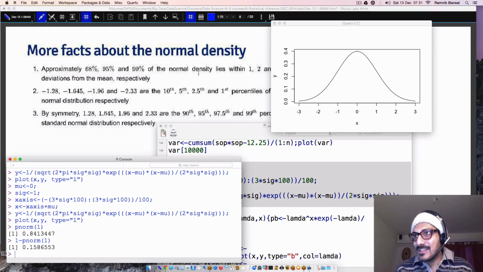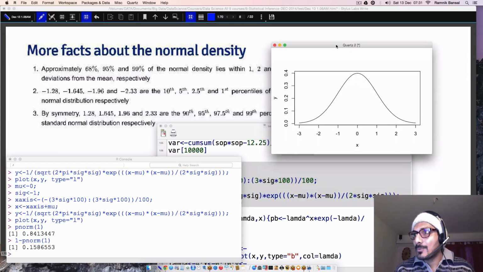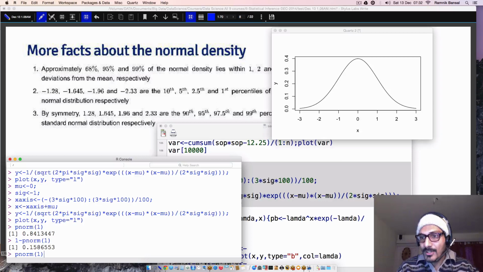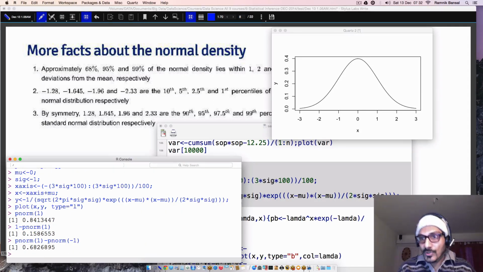If I'm saying the normal density lying within 1, so minus 1 to 1, how can I compute this? If I compute this straight away, can I just do this? I say probability of 1, but what I want to use is pnorm of 1 minus pnorm of minus 1. So I get 68%. Is this fine?